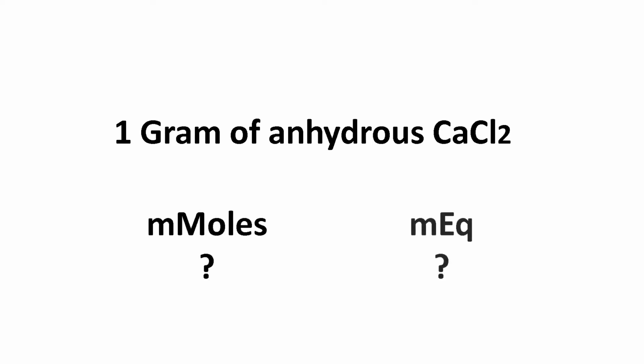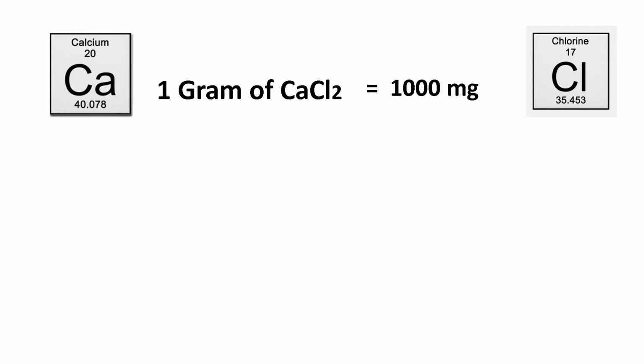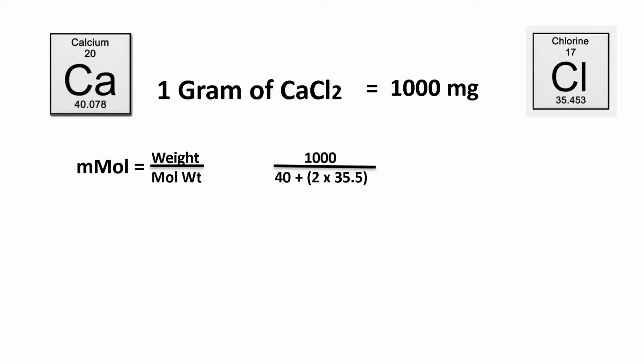Let us see in this example with 1 gram of anhydrous calcium chloride. 1 gram of calcium chloride is converted into milligrams, which is equal to 1000 milligrams. We will use the formula for millimoles, which is equal to weight of the substance in milligrams divided by the molecular weight of the substance in milligrams. The total weight is around 1000 milligrams.